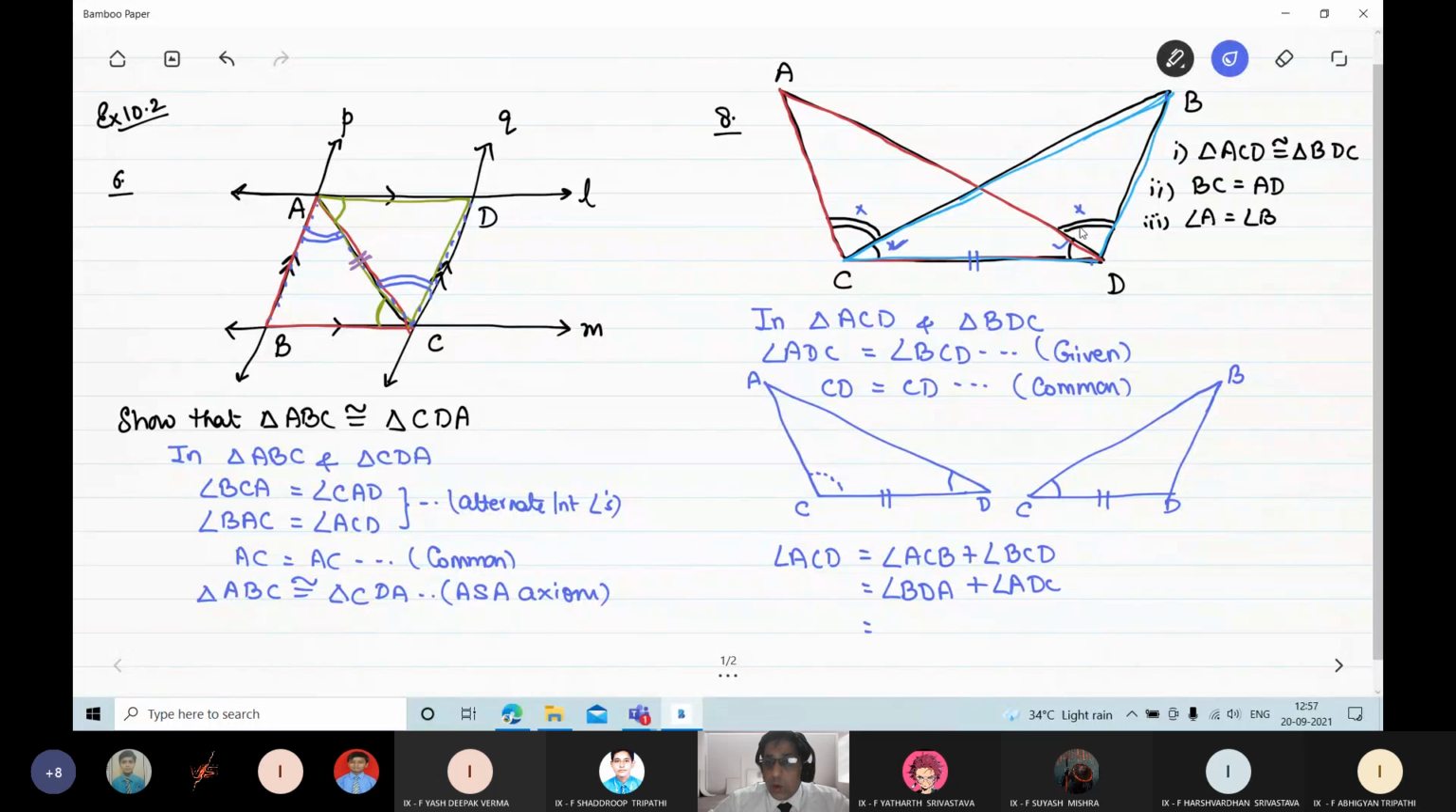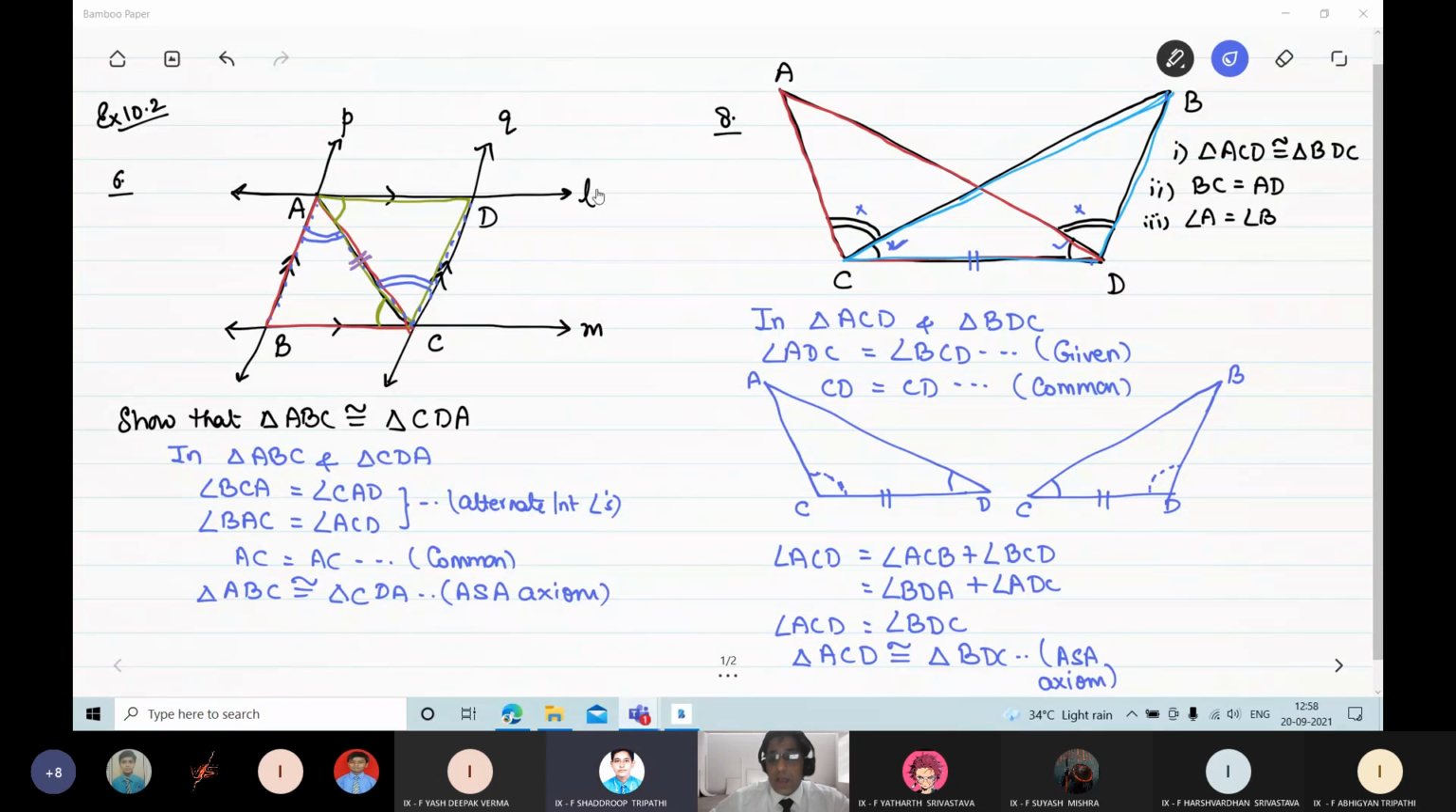And if you add these two, what do you get? You get angle BDC. So we can say that angle ACD is equal to angle BDC. That is also done. So, two angles and the included side. So we can say that triangle ACD is congruent to triangle BDC, and this is congruent by the angle side angle axiom. Is this part clear, children?